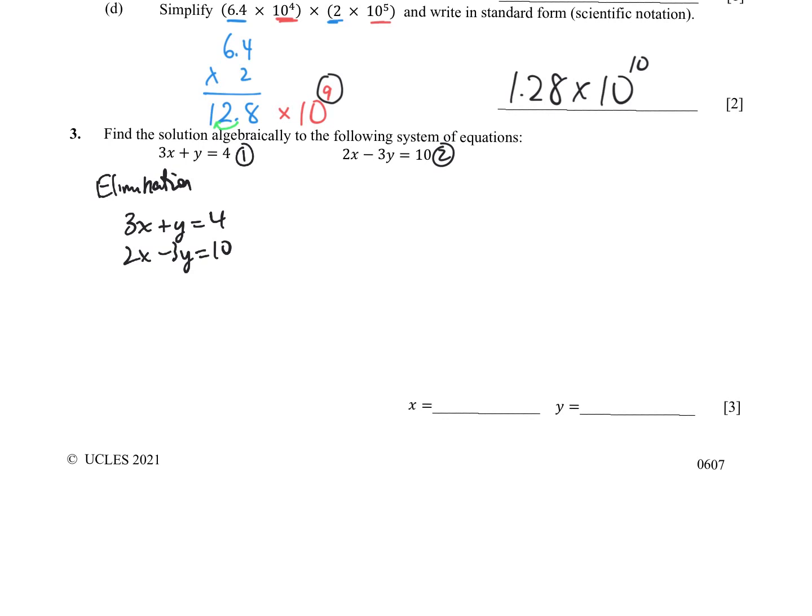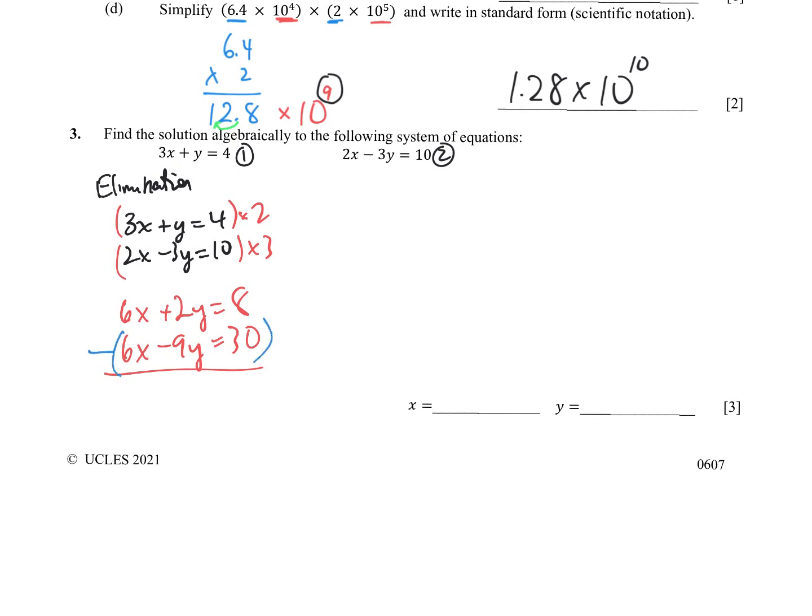And then you could decide maybe that you were going to multiply the first equation by 2 to get 6x plus 2y equals 8, and multiply the second equation by 3 to get 6x minus 9y equals 30. And that would result in getting the two coefficients of x the same. Then we could subtract those two equations.